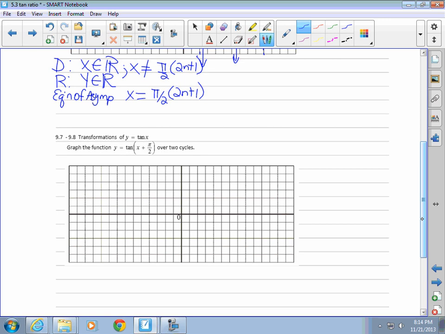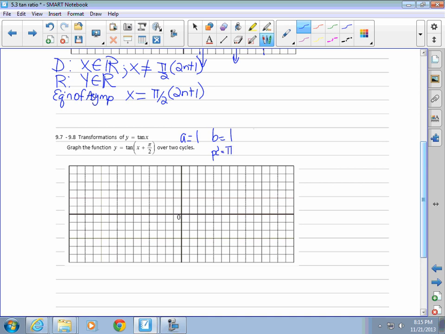So the next one says, draw the graph of the function y is equal to tan of x plus pi over 2 over 2 cycles. So in this one here, my a is a 1, so I'm not changing my amplitude. I'm still going to be at 1 and negative 1, going up 1, down 1 from my horizontal axis. My b value is 1, so that means that my period is still going to be pi.